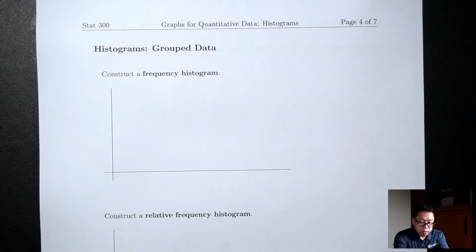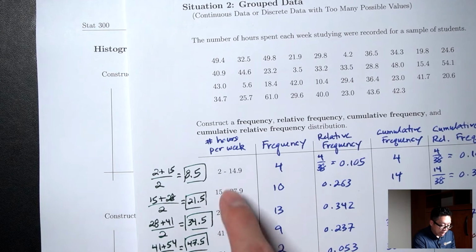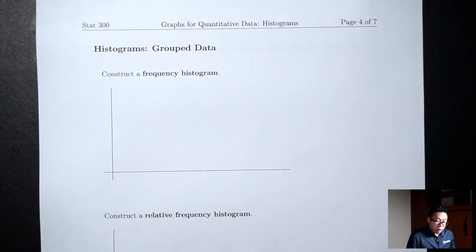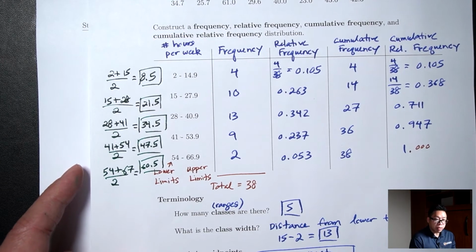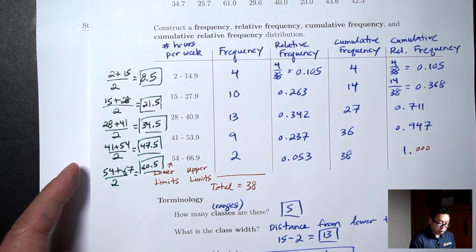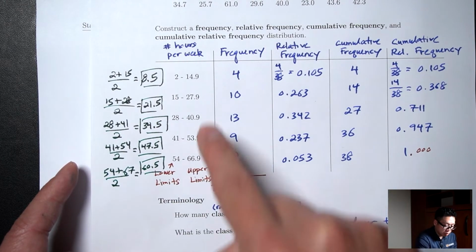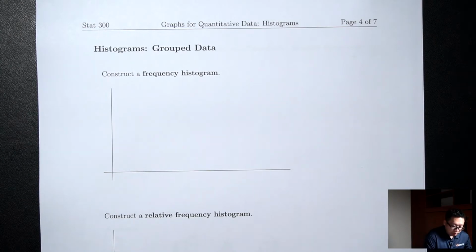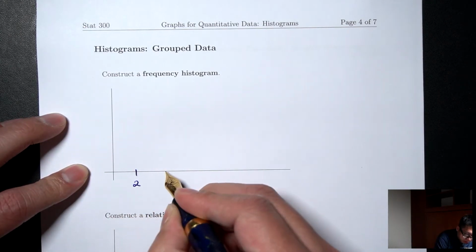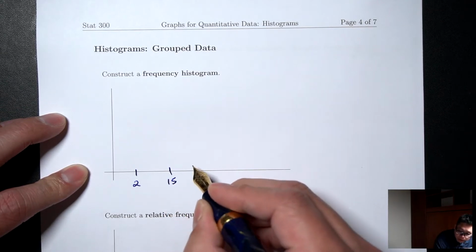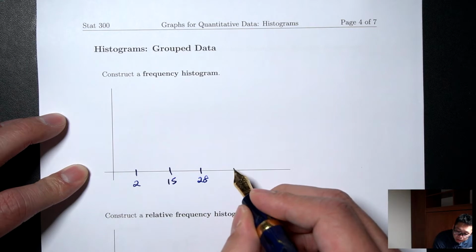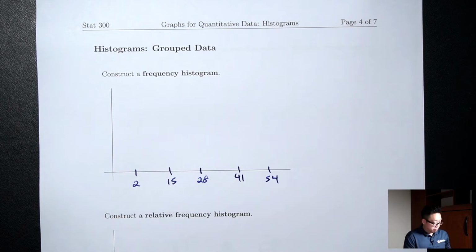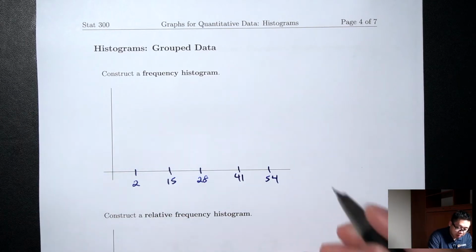Okay, grouped data situation, this was our situation where we had to break up the data into ranges here. So when you have to break up the data into ranges, what you're going to put on the x-axis are the lower limits, which are the lower number in each range. So we're going to put 2, 15, 28, 41, 54. Once again, these are the lower limits.